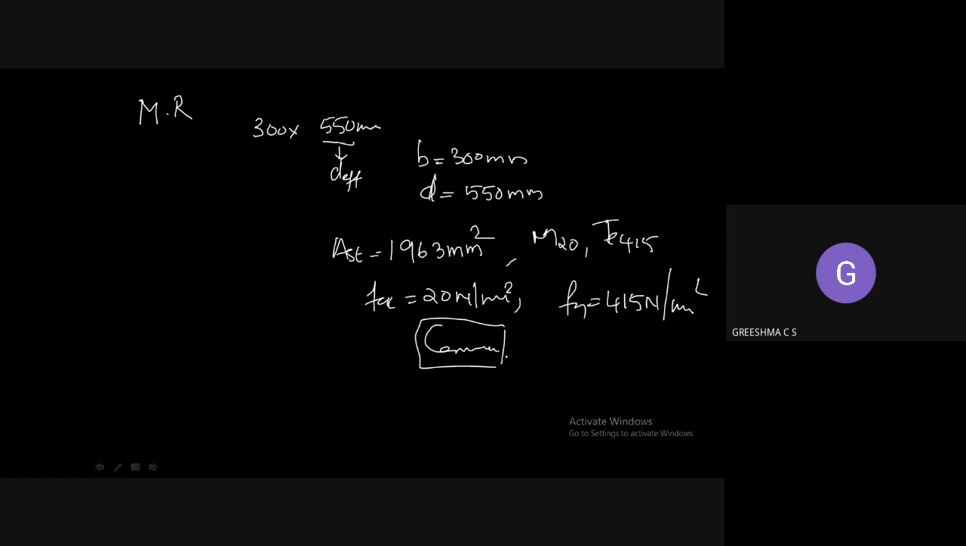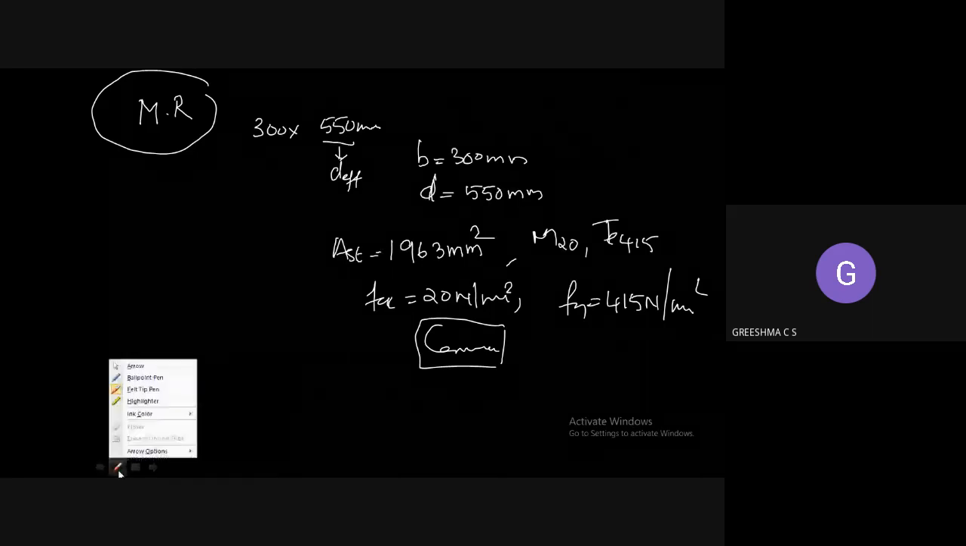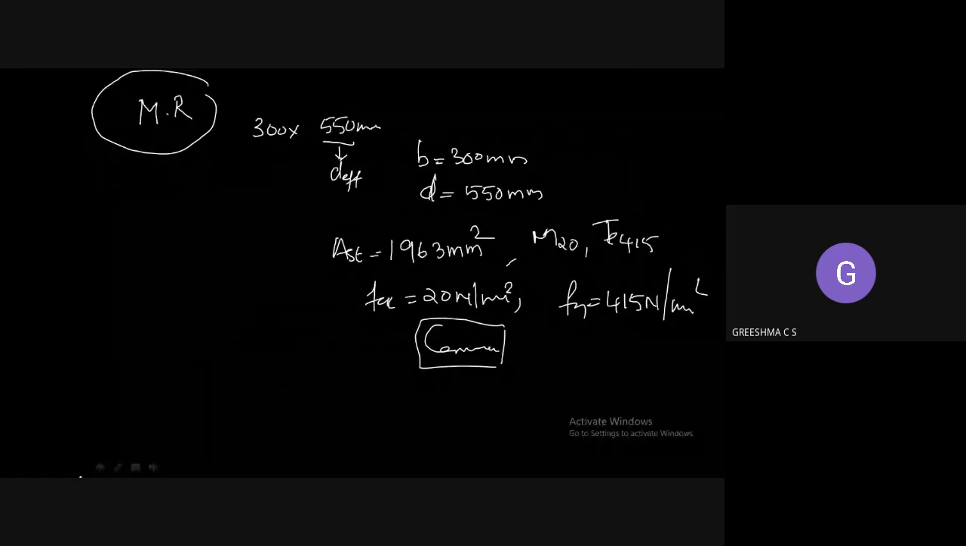They have asked to find out the moment of resistance. This much data is actually enough to find the moment of resistance. The number of bars or diameter of bar is not needed. They have given all the data needed. Now, just like previous, the first step to find out the moment of resistance is to find out the depth of neutral axis.